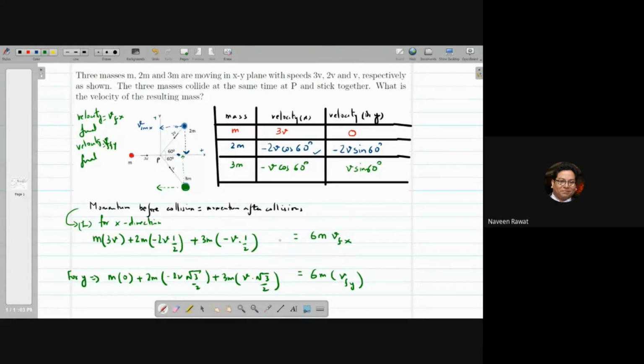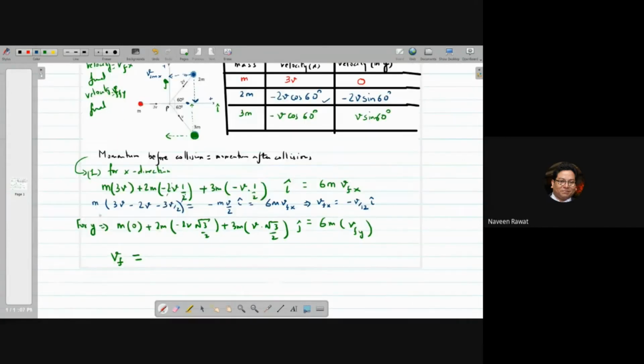Of course, all of these values are in the i direction. This is our i direction, and this is our j direction, so that we are defining the direction of where the velocities are headed. We get m is common, so this m will get cancelled with the m on the right hand side, and you have 3v minus 2v minus 3v/2 for the first three terms in the x equation. If you simplify it, you get v of fx is minus v/12 i, right?